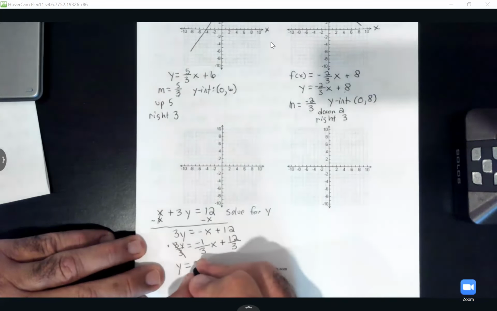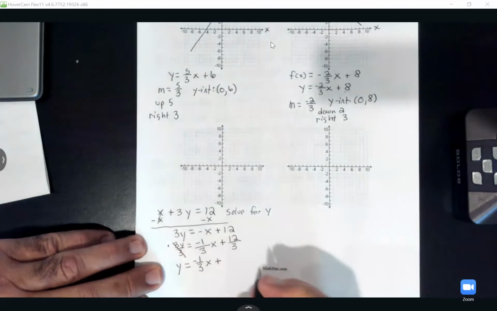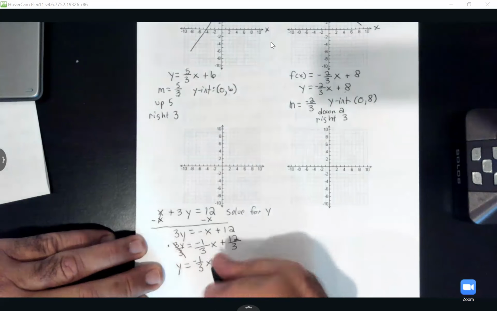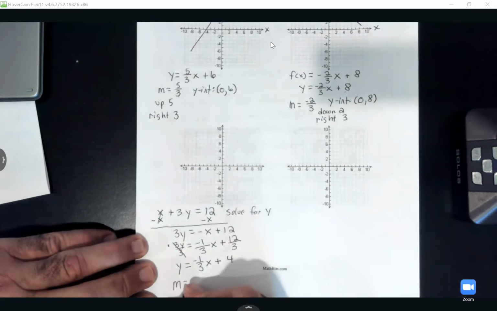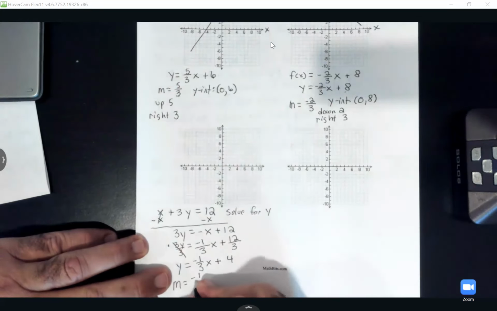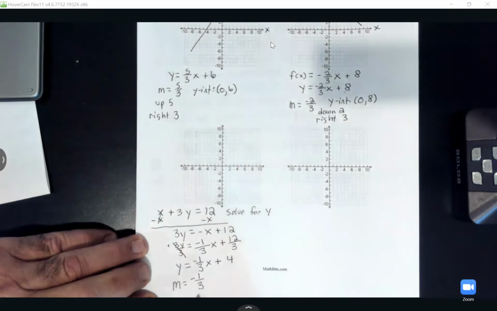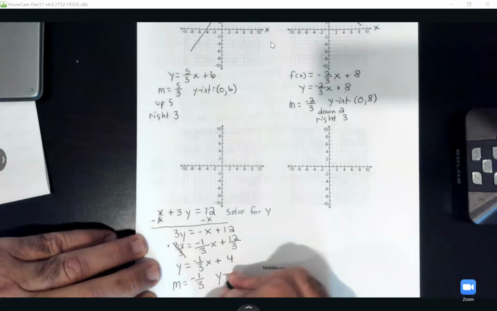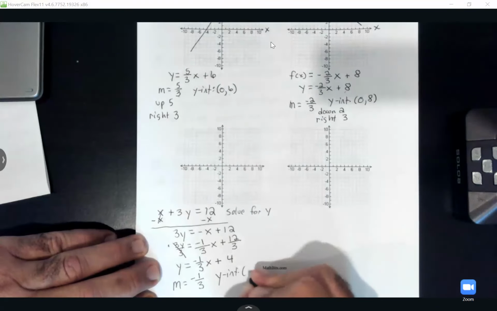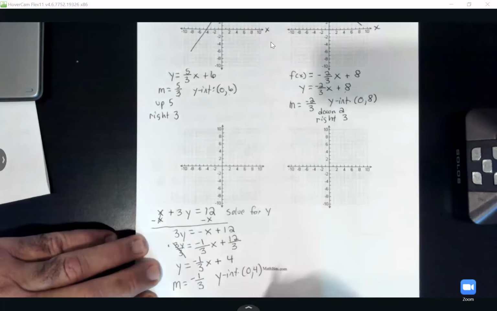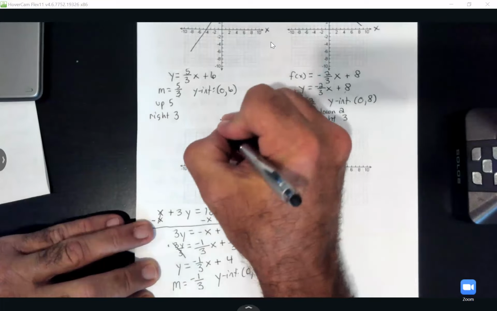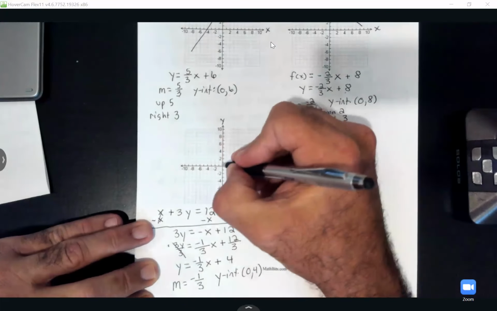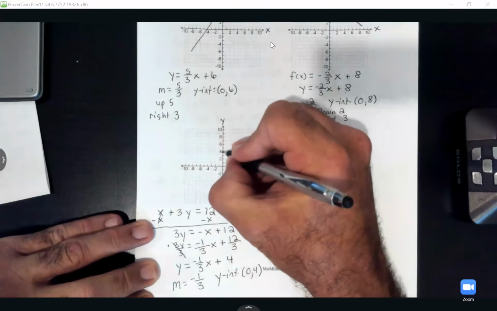Cannot do nothing with that, so that's going to stay a -1/3 x plus 12 divided by 3 gives us a 4. So our slope is going to be -1/3. My y-intercept will be 0, 4. So my starting point is going to be 4 on this y-axis here. So let's go up here. 1, 2, 3, 4. Put our first dot.